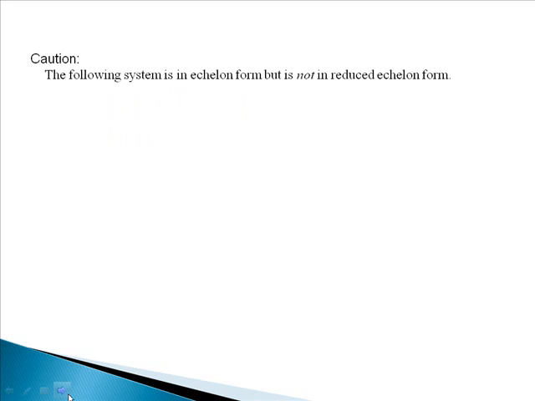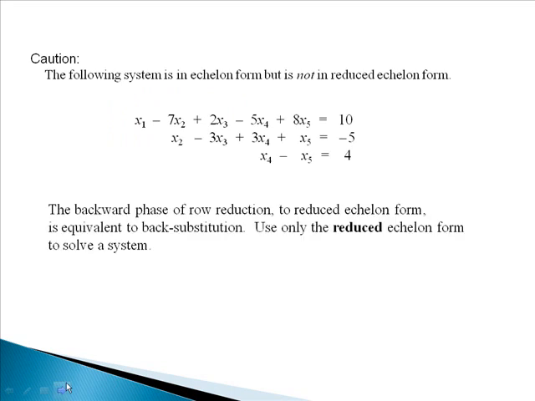A caution: the following system is in echelon form but is not in reduced echelon form. The backward phase of row reduction to reduced echelon form is equivalent to back substitution. It's important that you use only the reduced echelon form to solve a system.